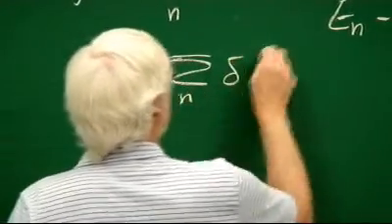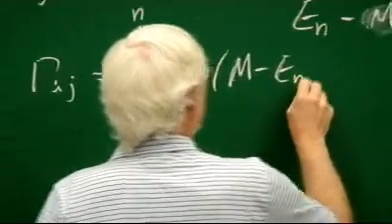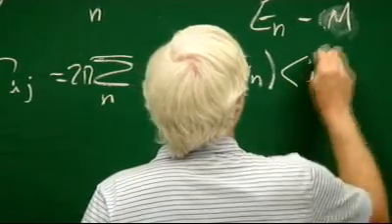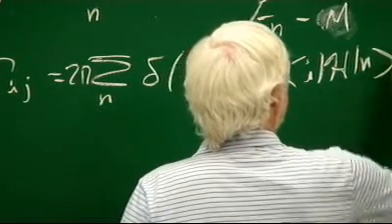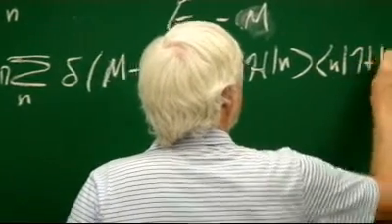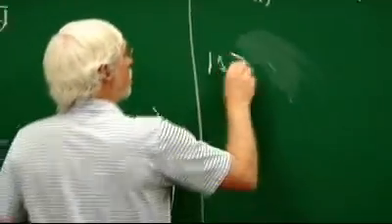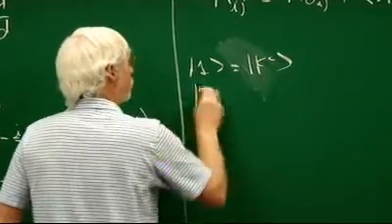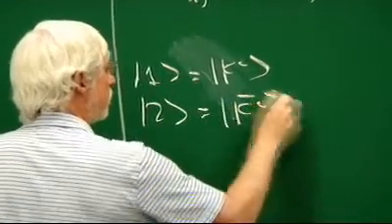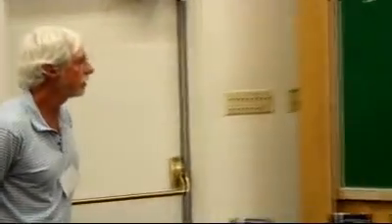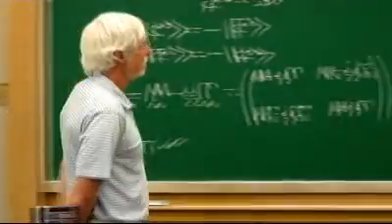There's a 2 pi, there's a delta function of the same thing. And here i and j just stand for 1 is K0, 2 is K0 bar. Okay? So it's just a shorthand, so we can write it in terms of free indices.